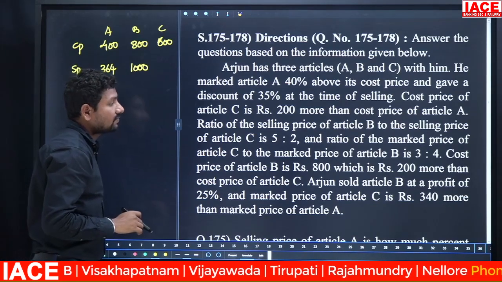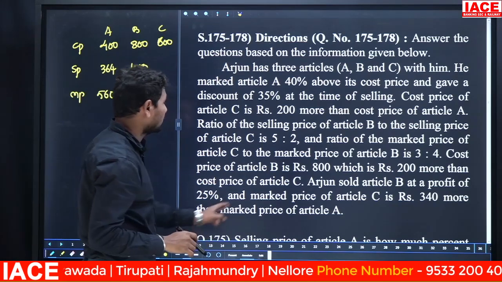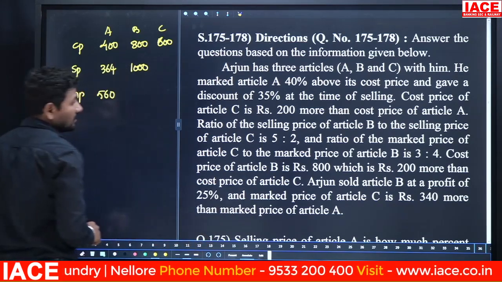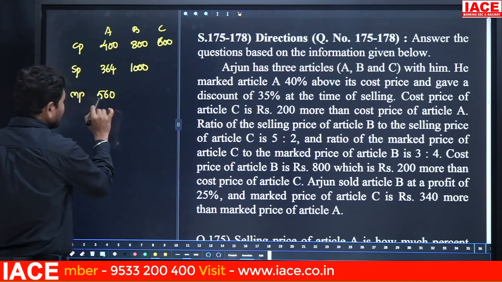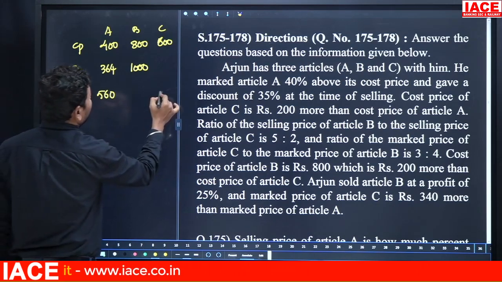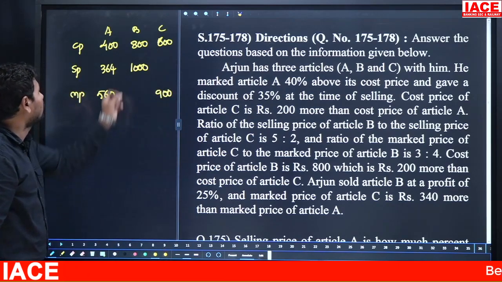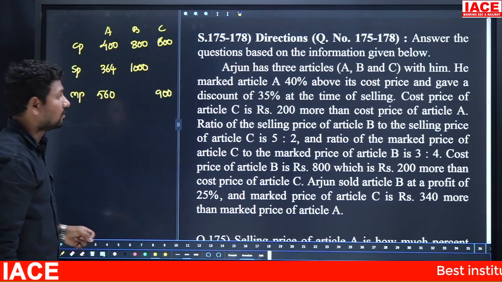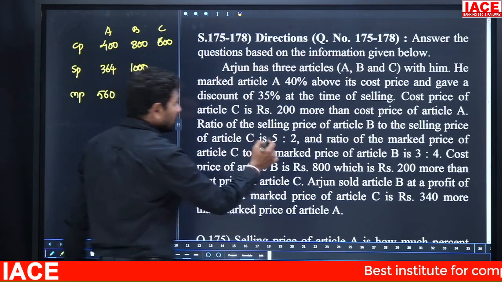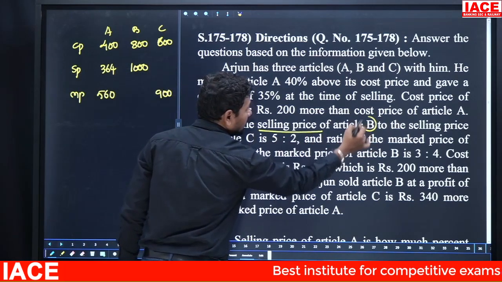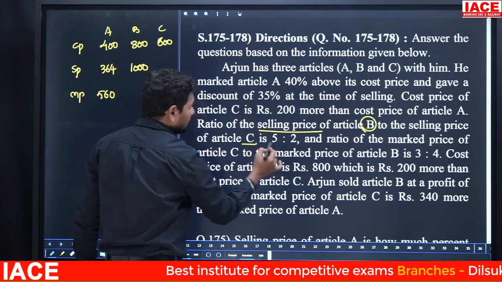And market price of article C is 340 rupees more than the market price of article A. 340 rupees more. Then 560 plus 340 is equal to how much rupees? 900. Then C market price now you know. B selling price is also known. Now as per the ratio, selling price of B to selling price of C, what is the ratio?